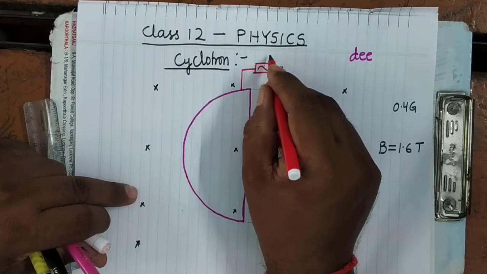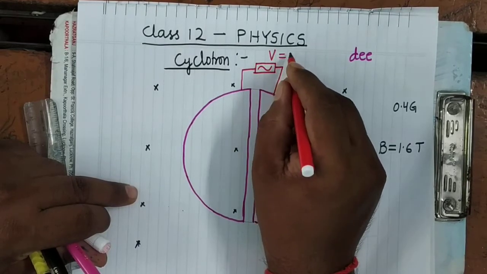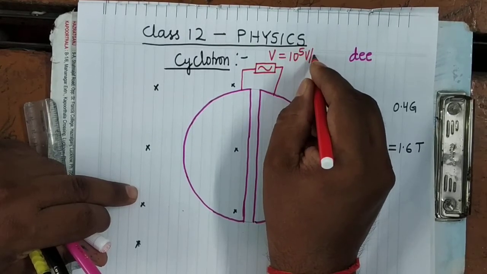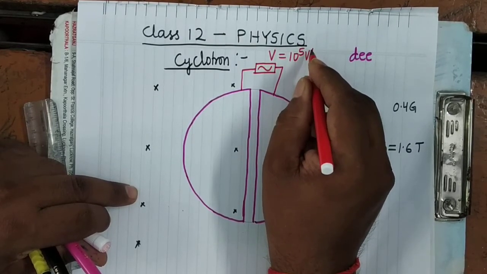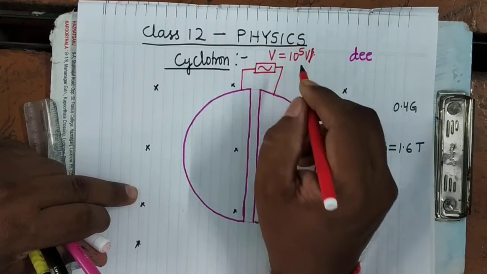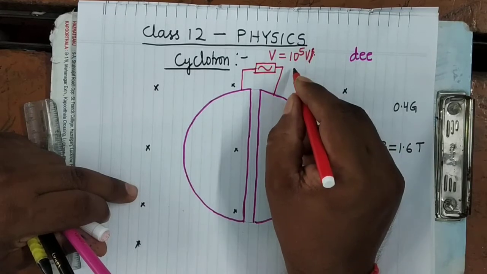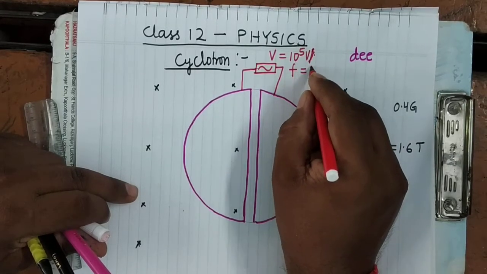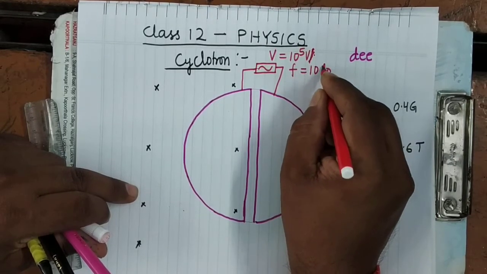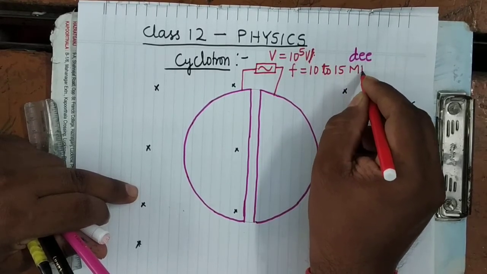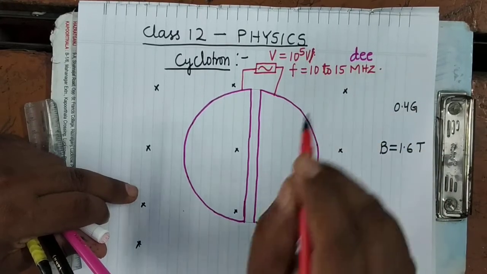So here this alternating source has what frequency? 10 to the power 5 volt per meter. What is the potential difference of this alternating source? 10 to the power 5 volt. And what is the frequency? It is 10 to 15 megahertz. This is clear.